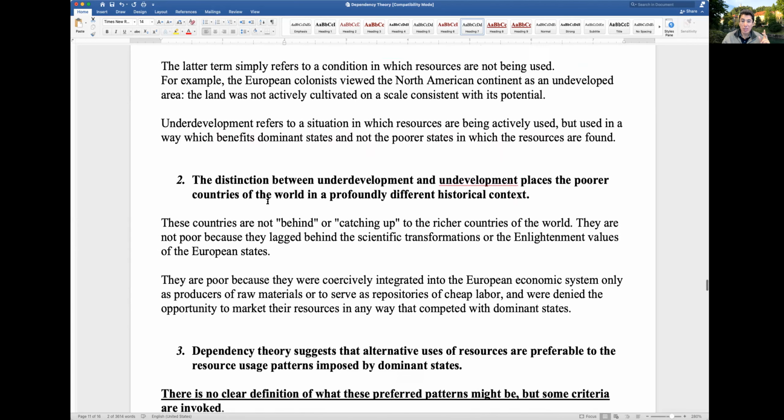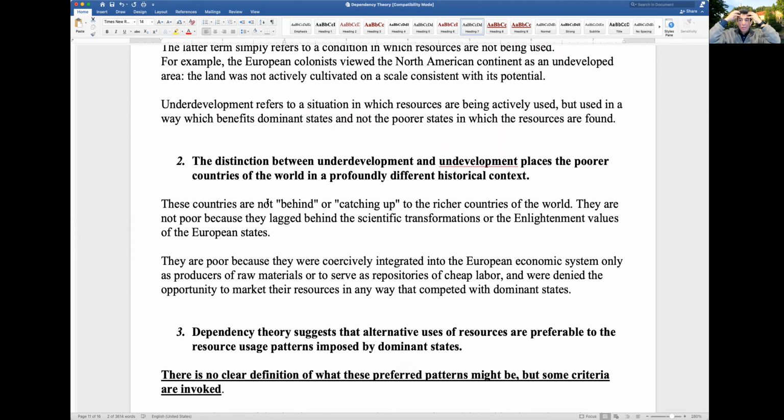Now, number two, this is important because contrary to what Rostow proposed, that development was a historical process and all poor nations had to do was to follow the footprint of what rich nations have done in order to catch up, no. Dependency theory says, no. These countries are not behind. They are not catching up. No. They are poor because rich nations are making them poor, right? And then we can talk about the historical reasons for that.